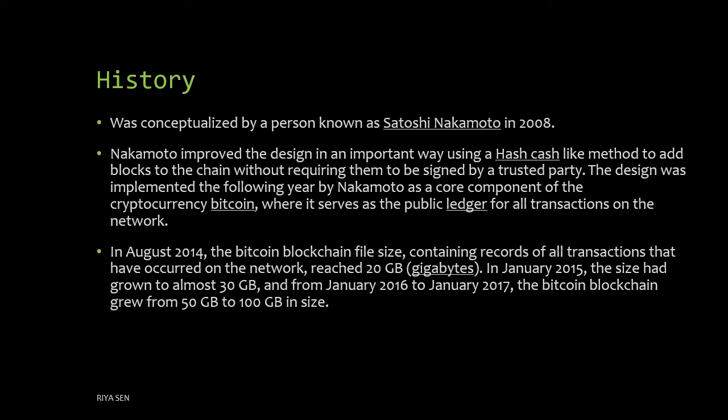So in August 2014, the Bitcoin blockchain file size, containing records of all transactions that had occurred on the network, reached 20 gigabytes. In 2015, the size had grown to almost 30 gigabytes, and from January 2016 to 2017, the Bitcoin blockchain grew from 50 to 100 gigabytes in size.